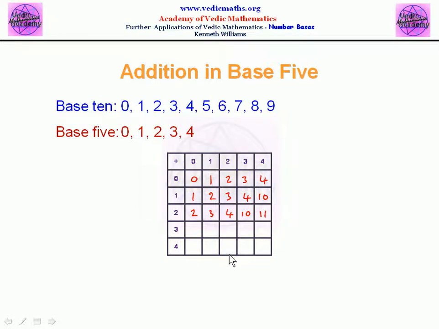So of course we can work this all out, and we can use our converting method if we're not sure. So for example, 4 and 4 is 8. We can make 8 into a base 5 number by dividing by 5. 5 into 8 is 1, remainder 3. So we get 13.